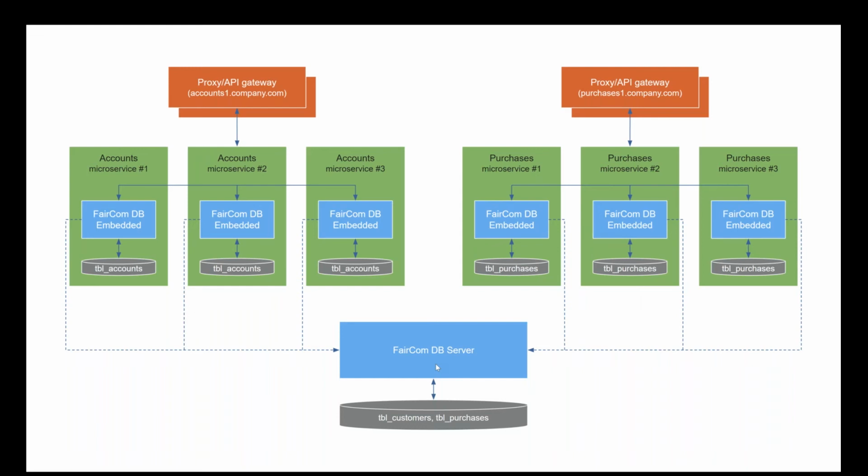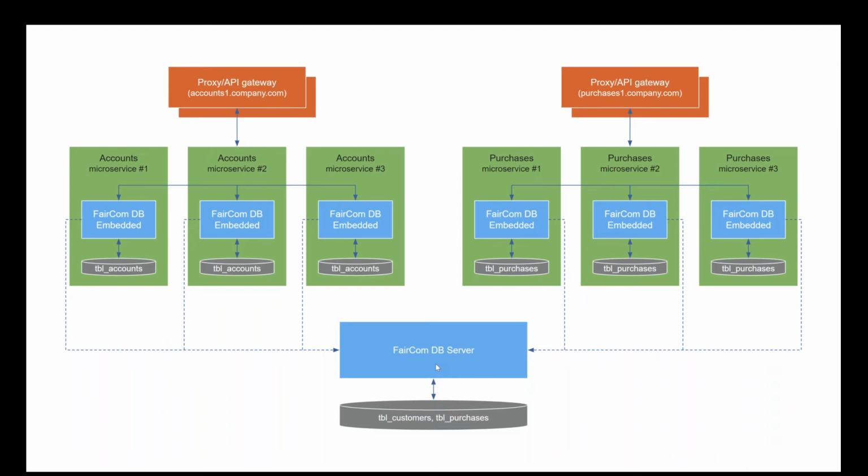So each service has a small subset, right? You have the account services, they have an accounts table. I'm sure there might be a few more tables you needed. Same thing on the purchases side, you might have orders and line item tables. And then the FairCom DB server at the bottom has all of those tables, right? That gives you the unified presentation.